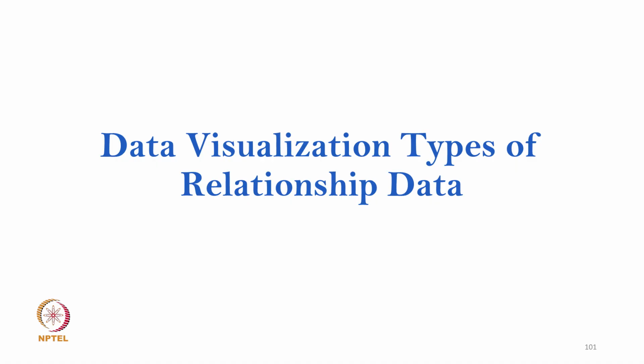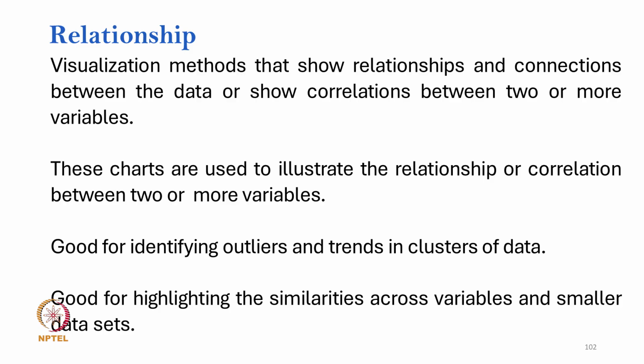So now let's look at the types of visualizations, how we can visualize the relationship data using the different types. Relationship visualization methods show the relationship and connections between the data to show the correlation between two or more variables. This kind of chart is used to illustrate the relationship or correlation between two or more variables, and these are good for identifying the outliers and trends in the cluster of data. And these also highlight the similarity across the variables and smaller data sets.